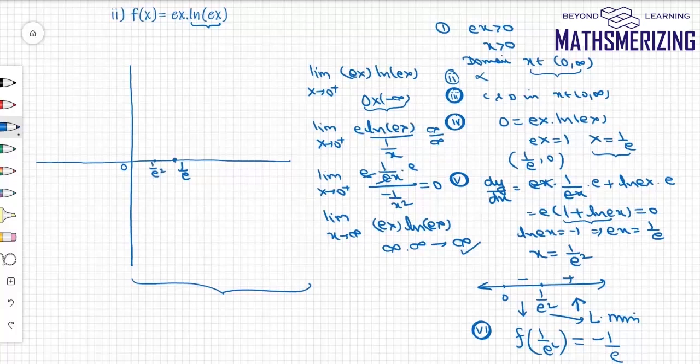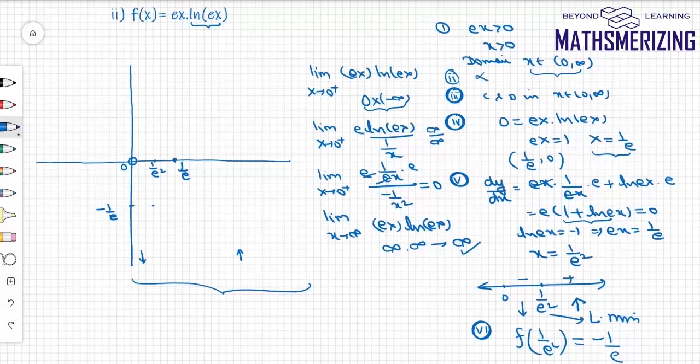Now between 0 and 1 upon e square, it will be a decreasing function, and after 1 upon e square, it will be an increasing function. Now it has a local minima at 1 upon e square, and the local minimum value will be minus 1 upon e. Now the limiting value at 0 is 0. I'll put an open circle at 0, and then I'll start drawing the graph.